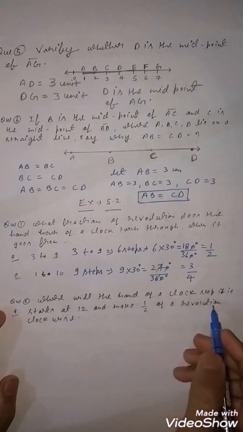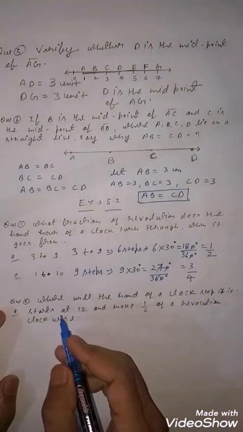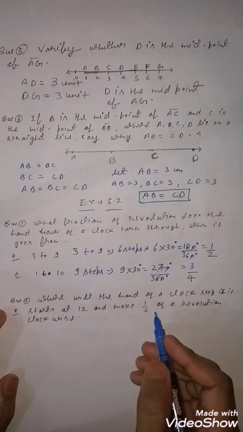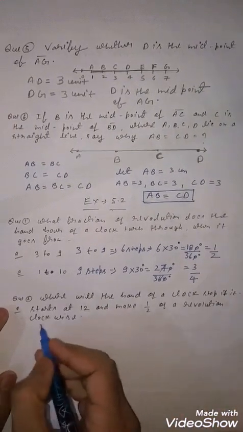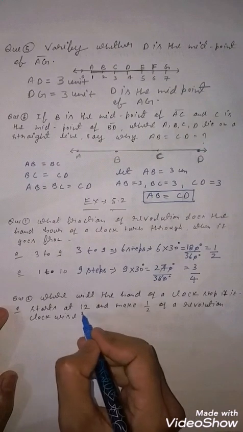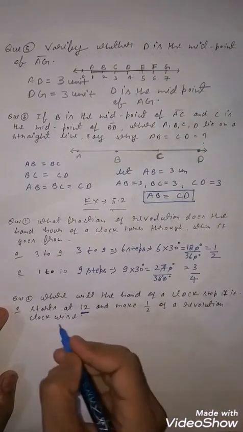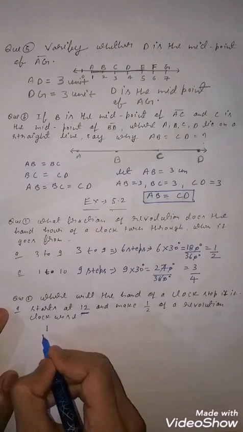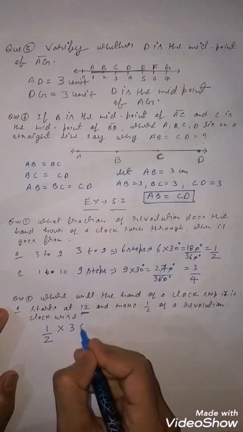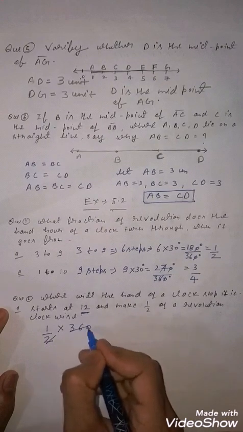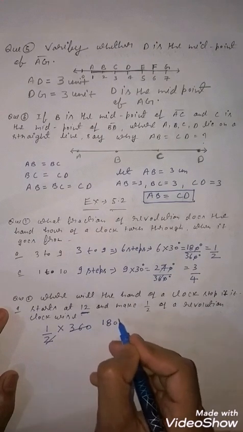Where will the hand of the clock stop if it starts at 12 and makes a half revolution clockwise? So here also you will use the same pattern, students. Start from 12 and make a half revolution. So half revolution means, student, 1 by 2 of 1 revolution, which means 360. If you reduce it, it will come 180 degrees.